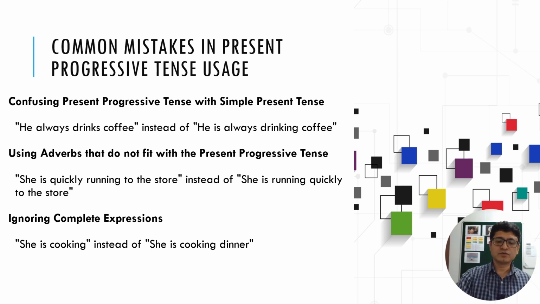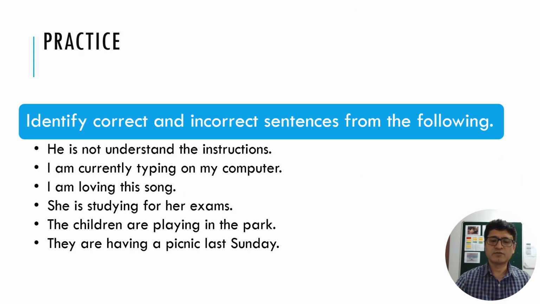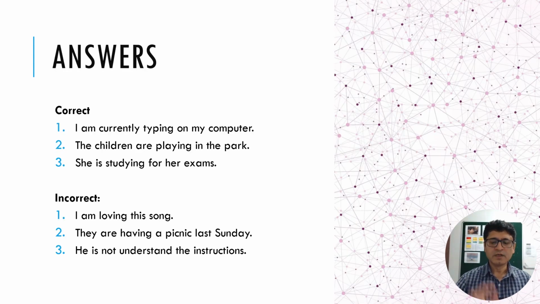So what I'll ask you to do is to practice, because practice, practice, practice will make everybody perfect. These are sentences, but some of them are wrong and some of them are right. So you have to identify correct and incorrect sentences from the following. Once again, you can pause the video, do this exercise, and then return to complete the rest of the video. So now these are the answers. After you are done with this exercise, you can match your answers with the last exercise that you have done.